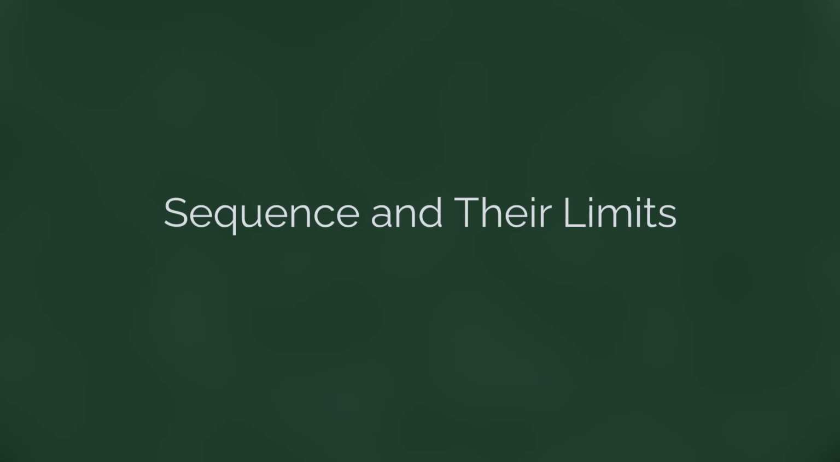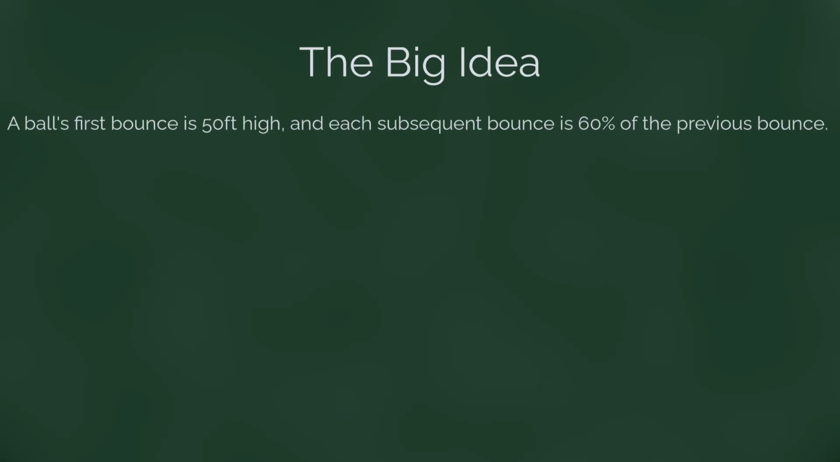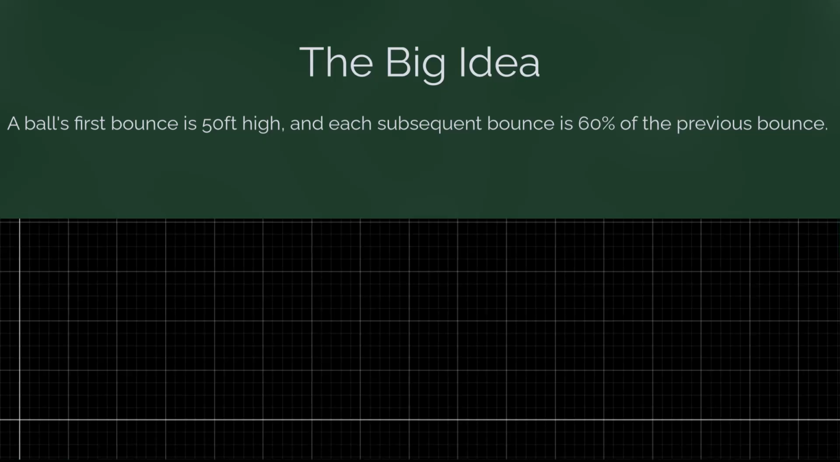We're now going to take what we know about sequences and examine what it means for a sequence to have or not have a limit. We'll motivate the discussion by examining a bouncing ball so that its first bounce is 50 feet high and each subsequent bounce is 60% of the previous bounce. We can see the heights of these bounces modeled in the animation below.